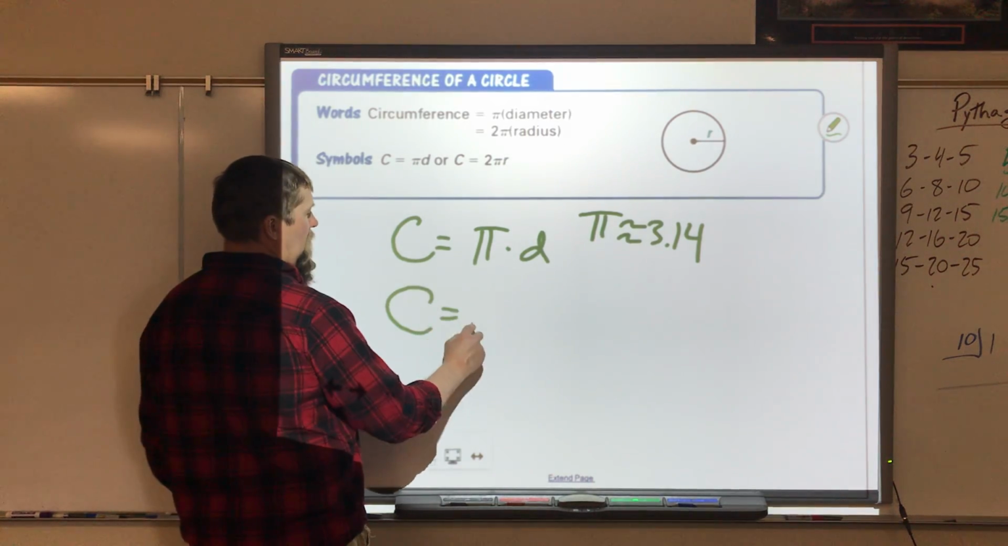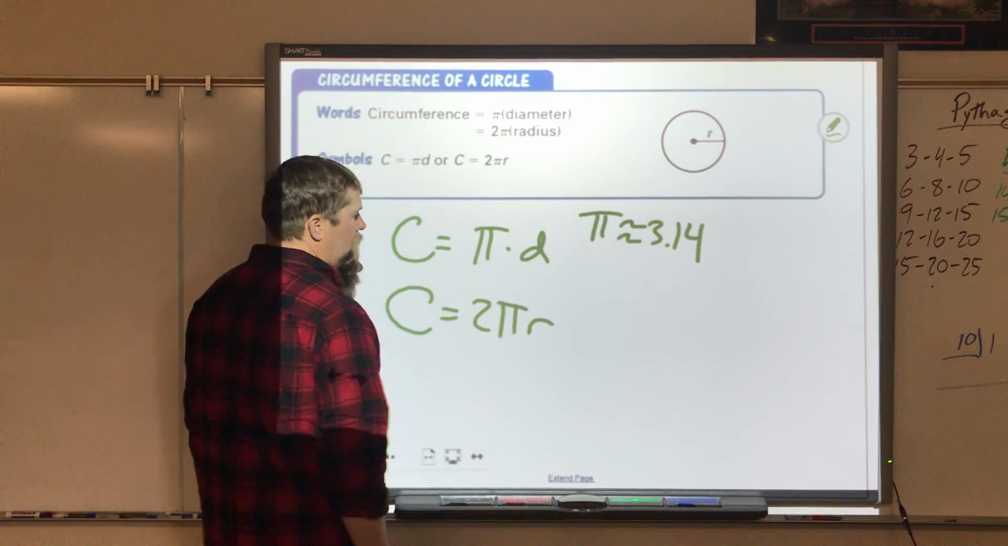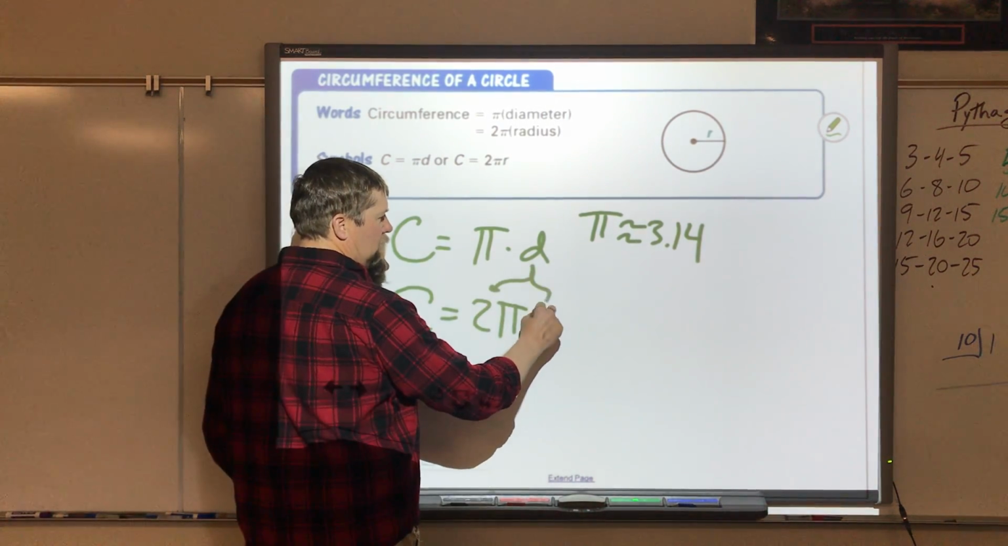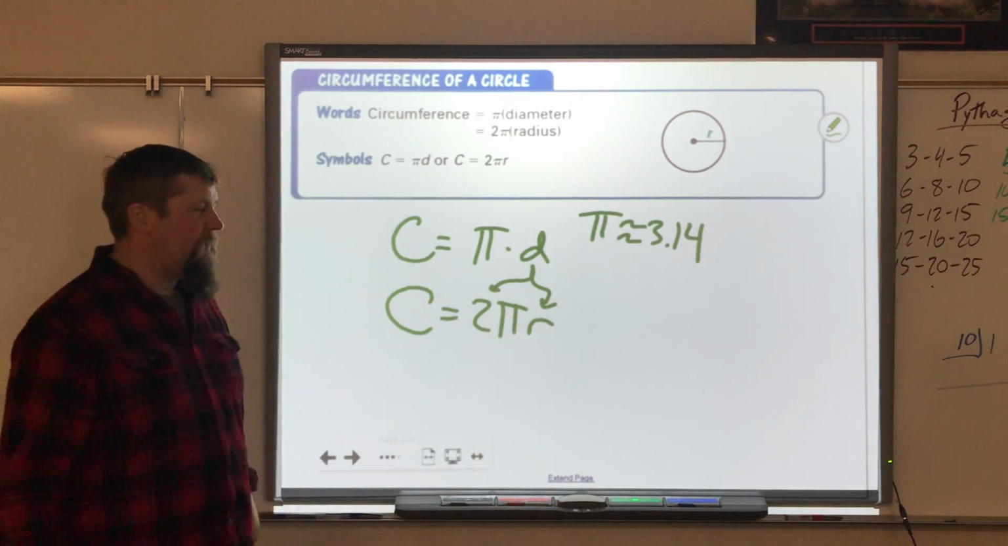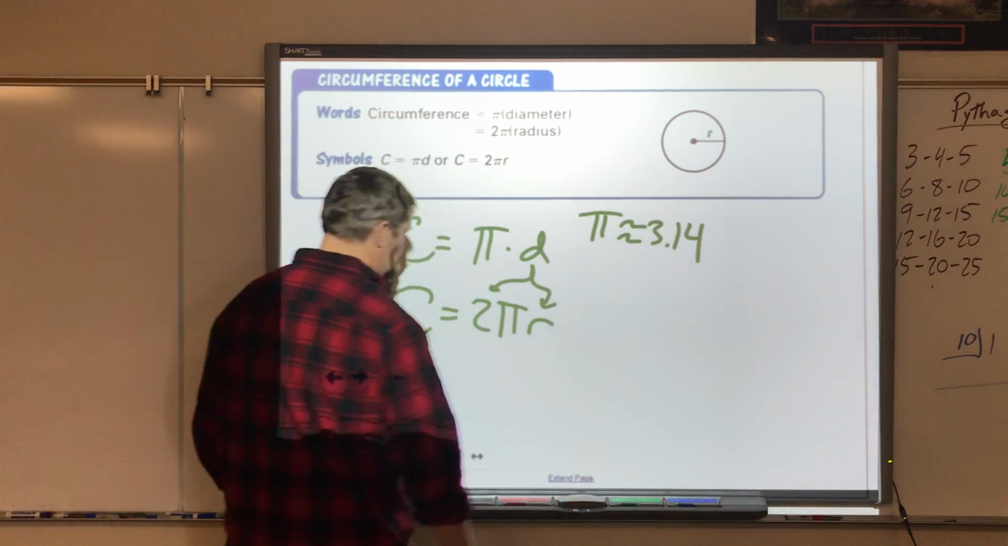Or you can say 2 pi r. Because the diameter is the same as twice the radius, so the diameter is 2r. That's why you could use 2 pi r as the circumference.